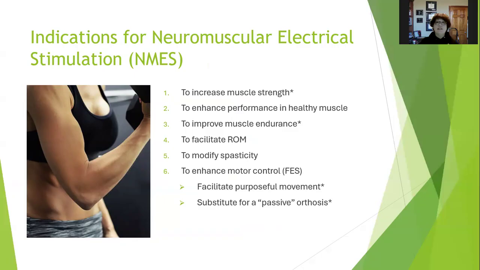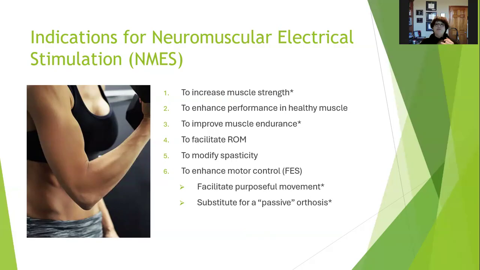So the 6 indications, in the learning objectives, are to increase muscle strength, to enhance performance in healthy muscle, which we rarely do in PT, just saying, to improve muscle endurance, and the functional electrical stim bike is a good example of that, to facilitate range of motion, to modify spasticity, and/or to enhance motor control.